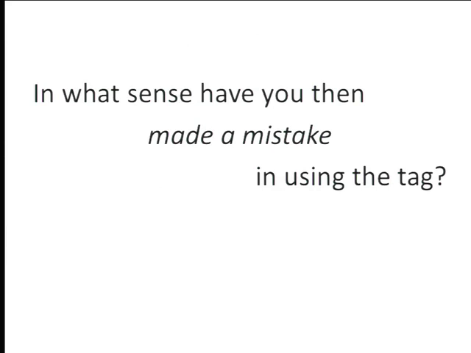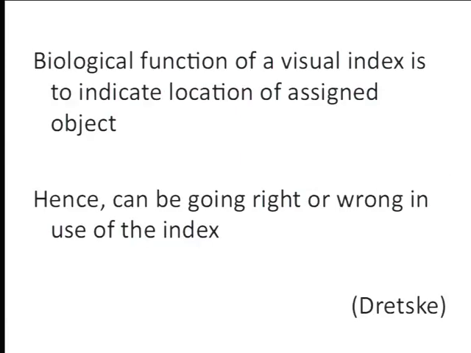But what does it mean to have made a mistake when you're using a visual index, to have made a mistake when you're using a tag? Well, at this point, I think we could go right back to Dretske on biological functions. What you've got here in the visual system is something that's evolved, something that has an adaptive point. The point of you having a visual system with visual indexes in it is to let you keep track of objects. And what the experiments seem to be showing is that it's not to let you keep track of liquids, it's not to let you keep track of objects that are extending and contracting the whole time. There's a conception of a rigid, medium-sized object that the thing is allowing you to keep track of. That's what your visual system is for. So you can think of the biological function of a visual index as being to indicate where an assigned object is.